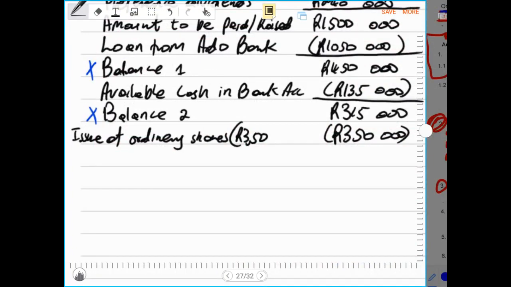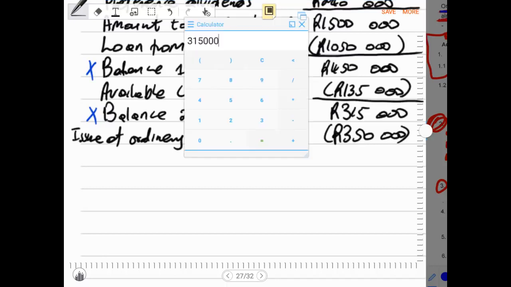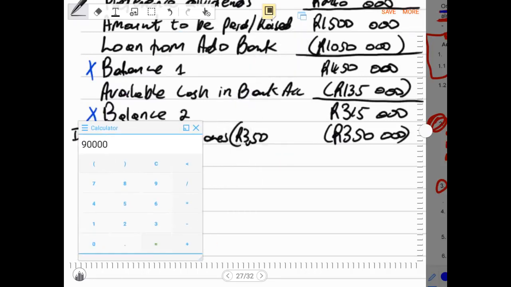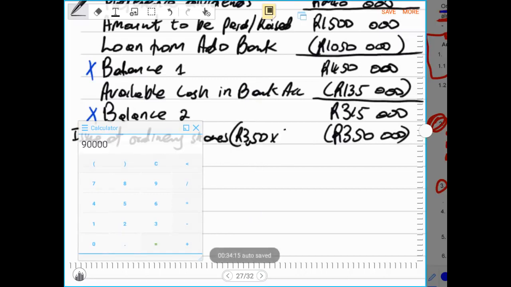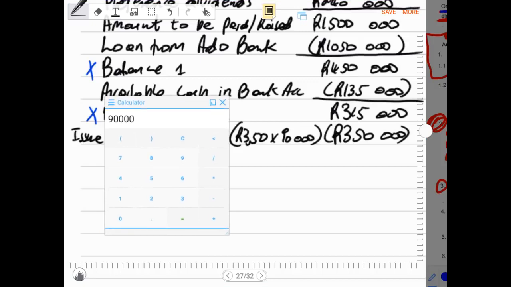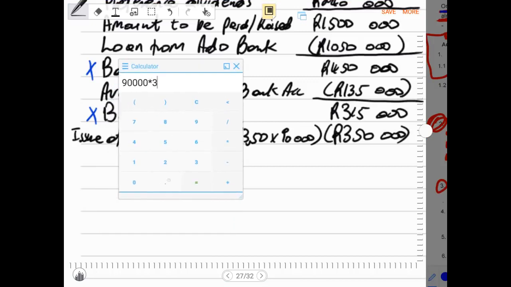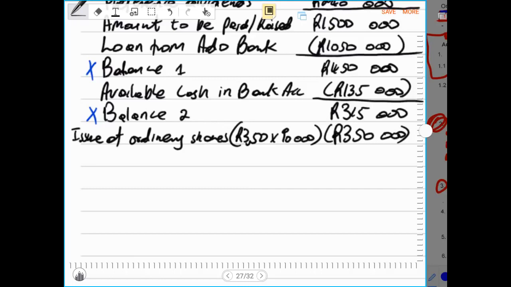Once you know the capital and the price, you can divide the total capital by the price. Then that will give you the number of shares, which is 90,000 shares. That means we have to issue 90,000 shares. If you say 90,000 shares times 3 rand 50, then you get 315,000. It becomes easy when you know the price and the total amount.